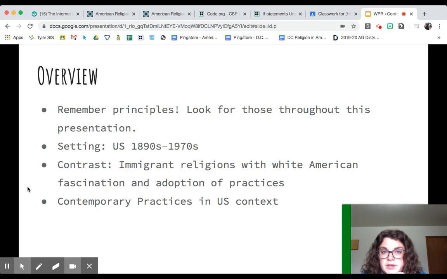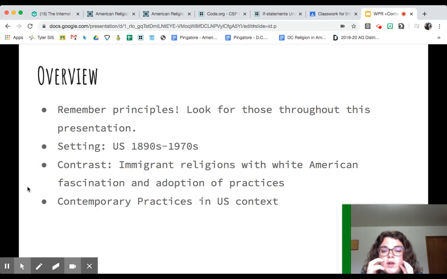So you should have your principles written down. How religions are embedded in culture, religions change over time, all perspectives are situated, and religions are internally diverse. In this unit, we're going to be focusing on the United States from the late 19th century to just past the mid-20th century, because this is when the United States and the quote-unquote West in general start to turn and look at places like Japan and India and Vietnam and China and really interact with different cultures and different people.